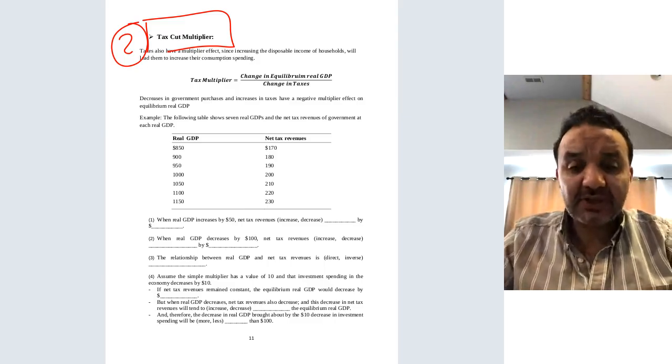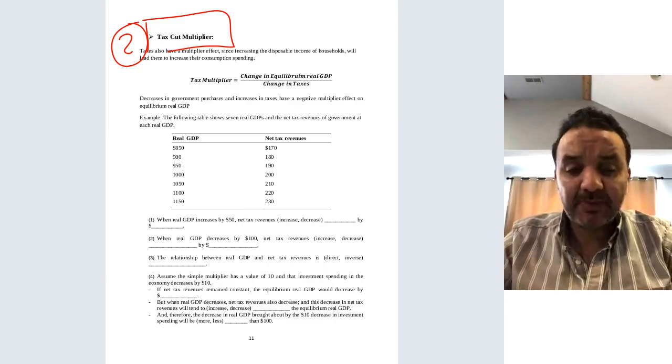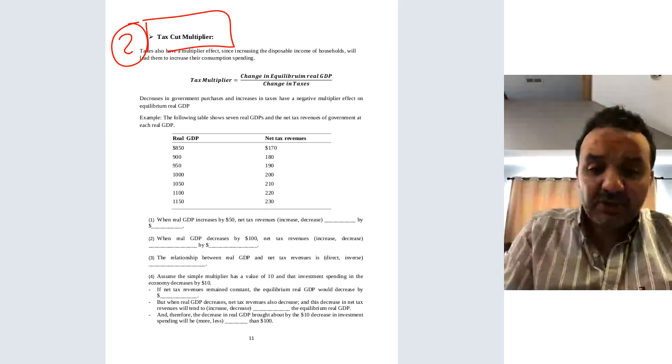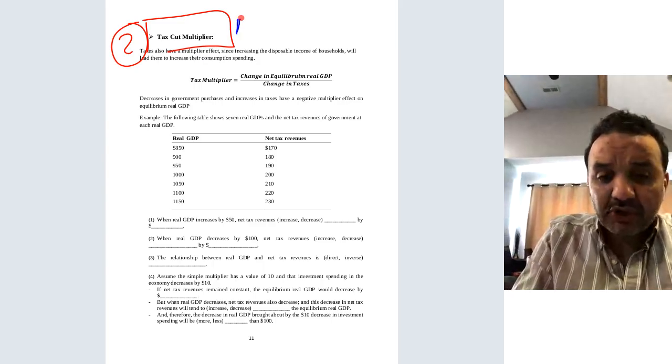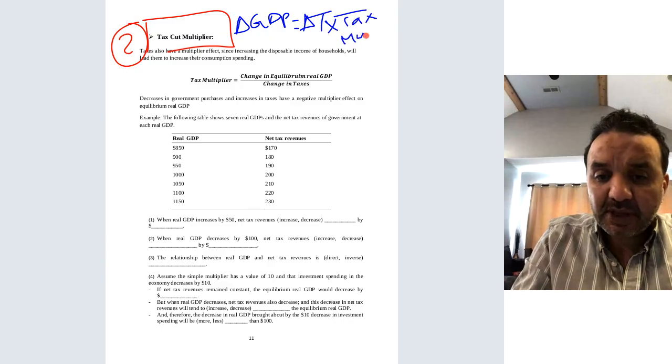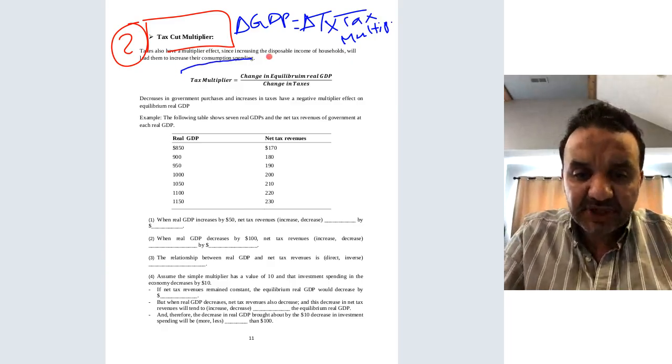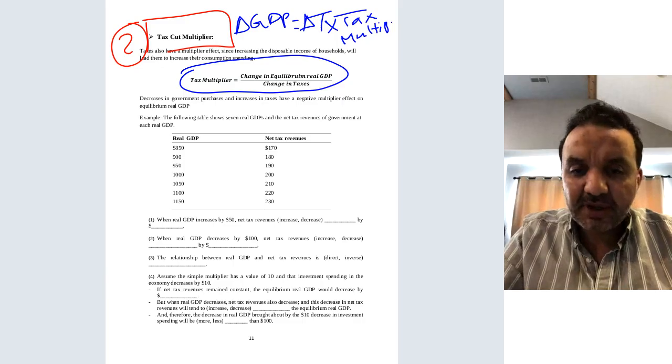Okay, let's have another question. Let's look at the second multiplier we have, which is the tax cut multiplier. It is going to be the same formula: the change in GDP equals the change in taxes multiplied by the tax multiplier. This is another way to write down the formula. So the tax multiplier equals the change in GDP divided by the change in taxes.